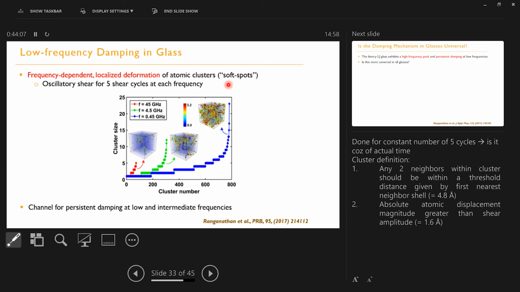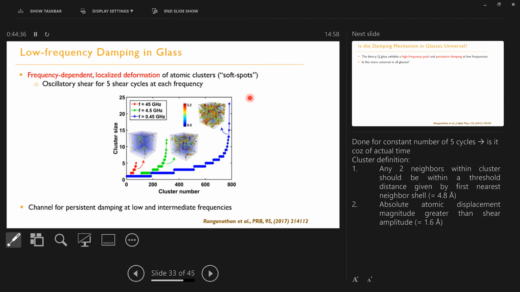So what this means is there is a lot of free space for these glass atoms to move during our simulation. All these atoms that I have shown here with various color codes are atoms that have diffused during the simulation. And we can see small pockets of atoms that have diffused together. These are what are called soft spots. So this contributes to an additional channel for damping.